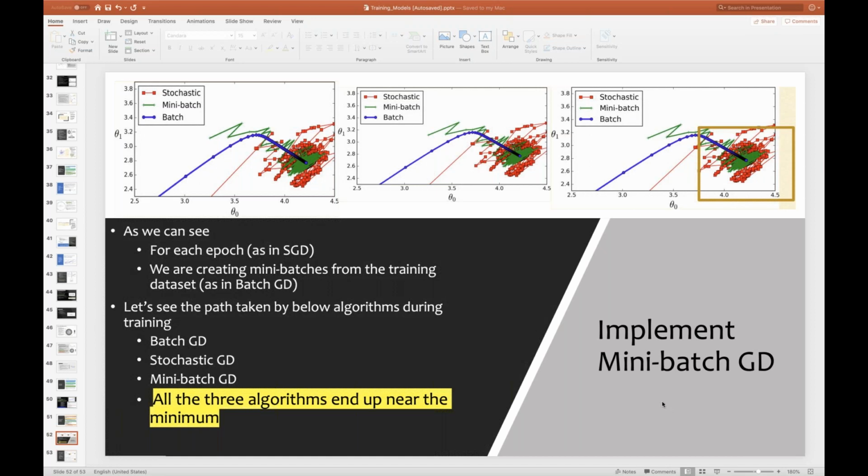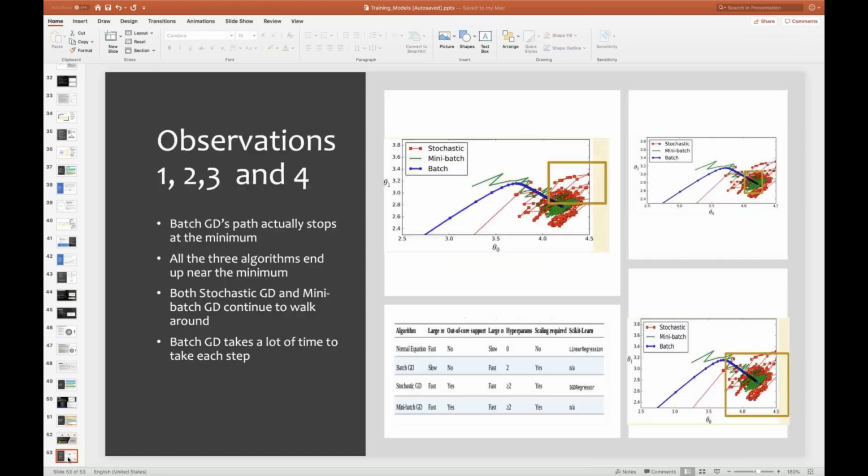Pointer. That is all the drawings. Okay, now look at this. What are the observations we can make from stochastic gradient descent, batch gradient descent, and mini batch gradient descent? Okay, now one important thing I can say is batch gradient descent path actually stops at the minimum.